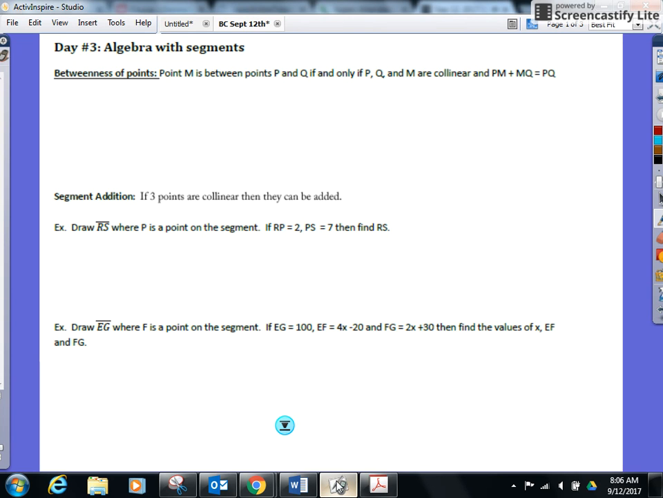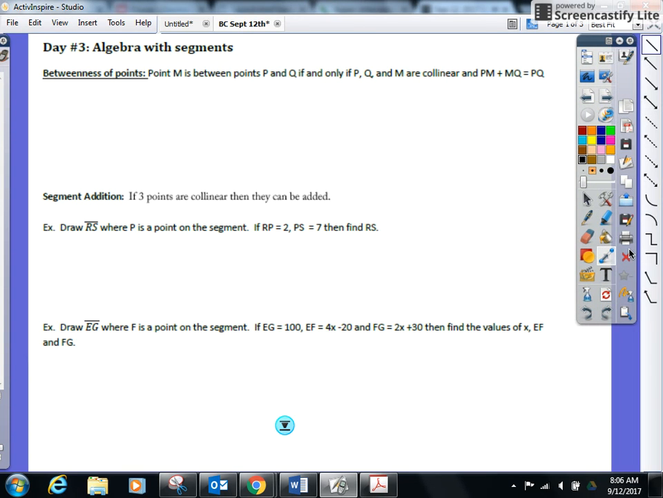Algebra with segments. Point M is between points P and Q. If P, Q, and M are collinear... yesterday, collinear meant what? P, Q, and M are all on the same line.